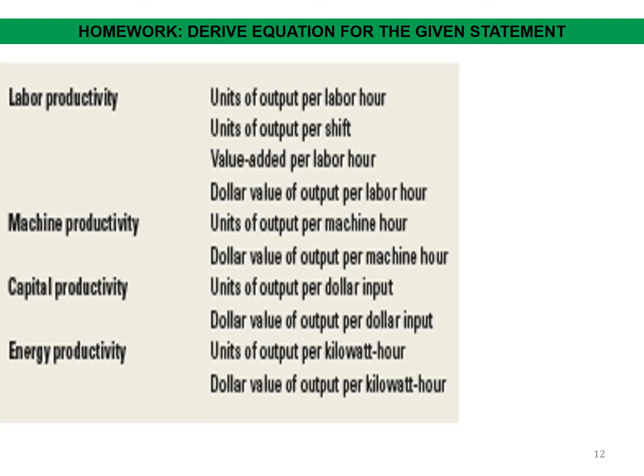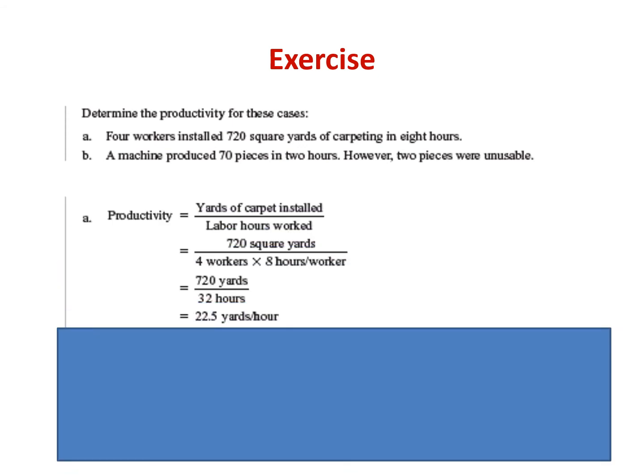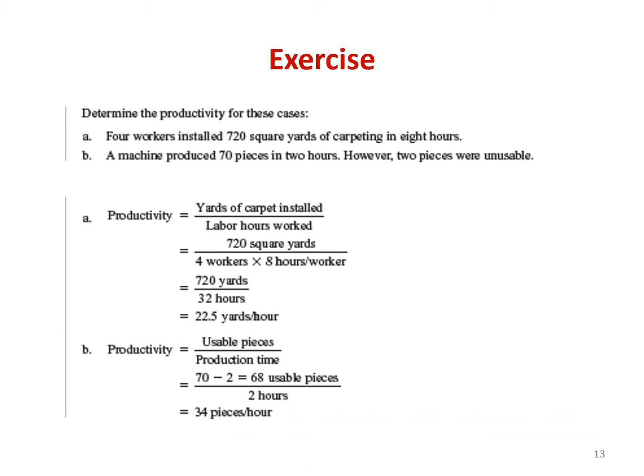So this is your homework that you can try to do on your own. For example, here I have derived the equation for the given statement. Labor productivity is to calculate units of output per labor hour. So the equation would be number of finished products over labor hours. You can try to derive the equations for all the statements here until energy productivity. Here is another exercise for you to do. Later on I will put the answers in Putra Blast.